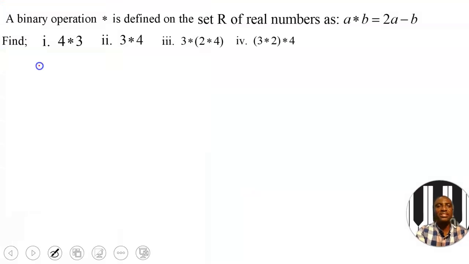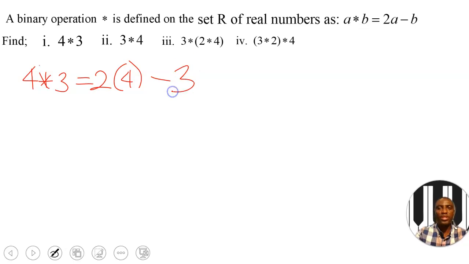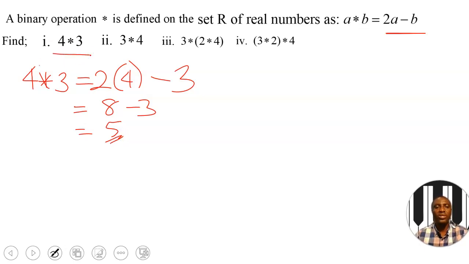And so for the first one, like I said, the definition says that if I have 4 star 3, I should do 2 times the first number, which is the 4, minus the 3, based on this, right? And so 2 times the first number will give me 8 minus 3, and so the answer is 5. And so 4 star 3, according to this definition, will get 5. If you look at the second part of the question, you can pause the video and try your hand on it. Here too, we have 3 operation 4.